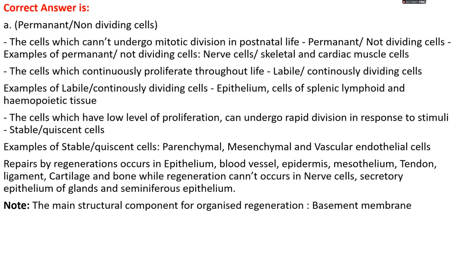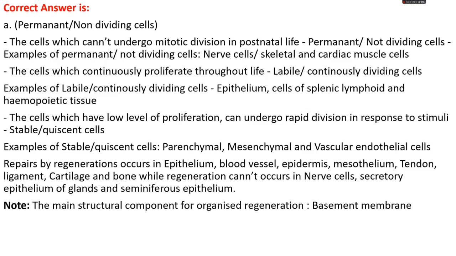The cells which cannot undergo mitotic division in postnatal life are known as permanent and non-dividing cells. Examples of permanent and non-dividing cells include nerve cells, skeletal and cardiac muscle cells, etc. The cells which continuously divide throughout life are known as labile and continuously dividing cells. Examples of labile and continuously dividing cells include epithelium, cells of splenic lymphoids, and hemopoietic tissue.